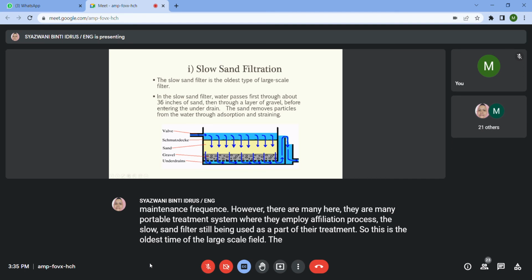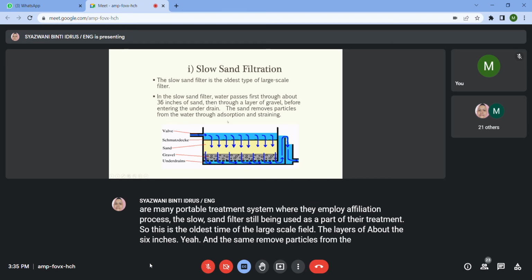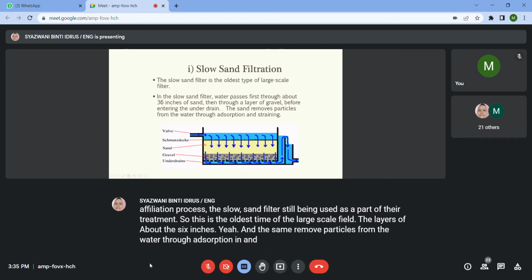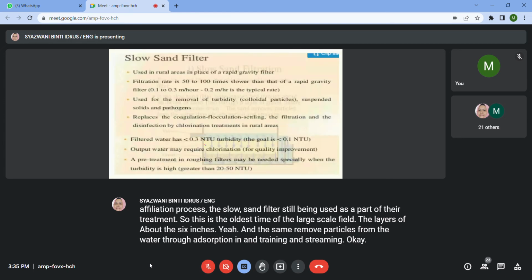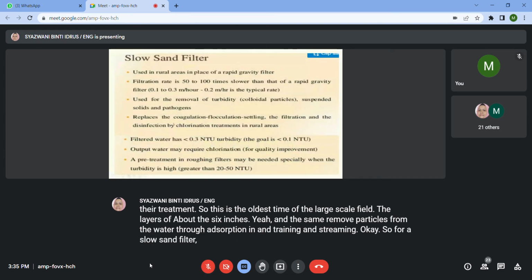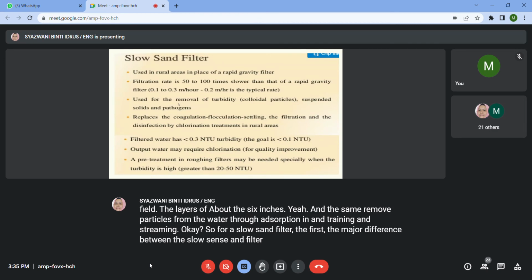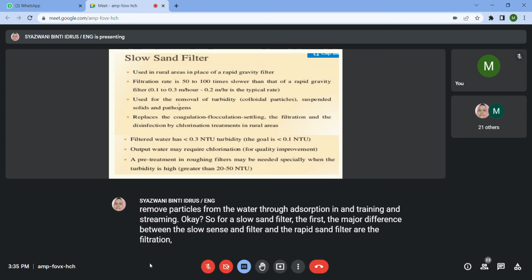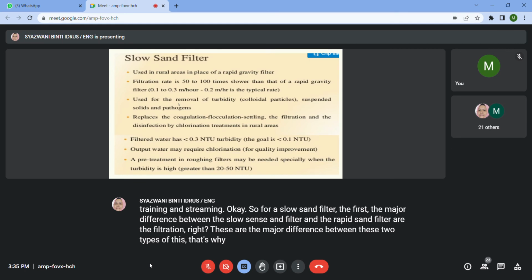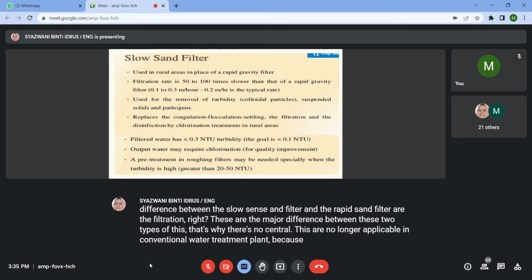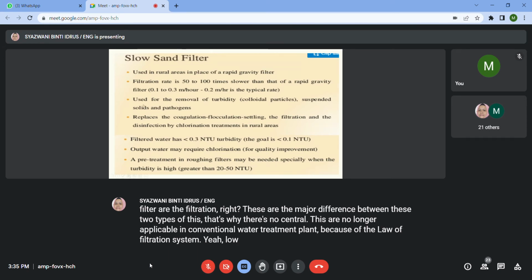The layer of sand is about 36 inches, and the sand removes particles from the water through adsorption and straining. Okay, so the major difference between the slow sand filter and the rapid sand filter is the filtration rate. This is the major difference between these two types of filters. That's why the slow sand filters are no longer applicable in conventional water treatment plants, because of the low filtration rate.